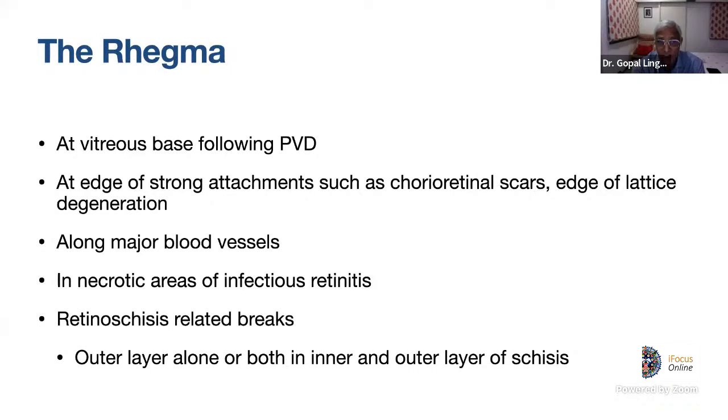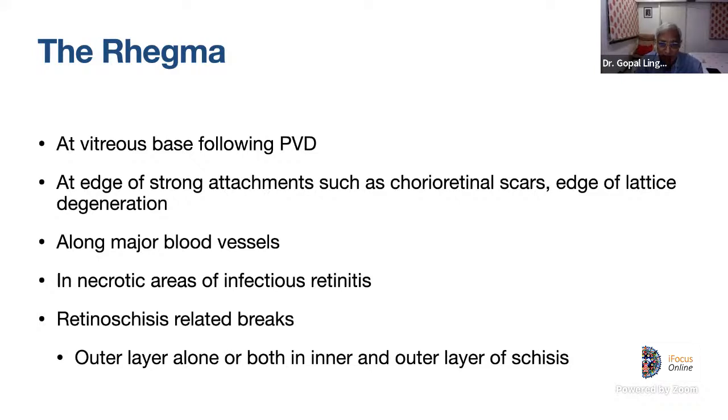Retinal tears can occur as slit tears, which very often are what is seen in highly myopic eyes in the posterior pole, and they can be easily missed because they are slit-like next to a major retinal vessel. They can occur in necrotic areas of infectious retinitis or at the edge of a patch of healed retinitis.